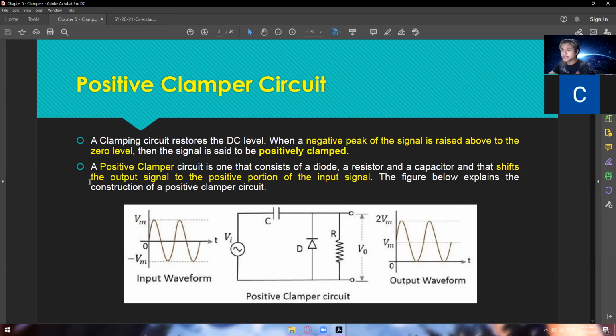And that shifts the output signal to the positive portion of the input signal. So a positive clamper clamps the signal to the positive side, or above the ground level. The figure below explains the construction of a positive clamper. We will go step by step on how we got this kind of waveform.